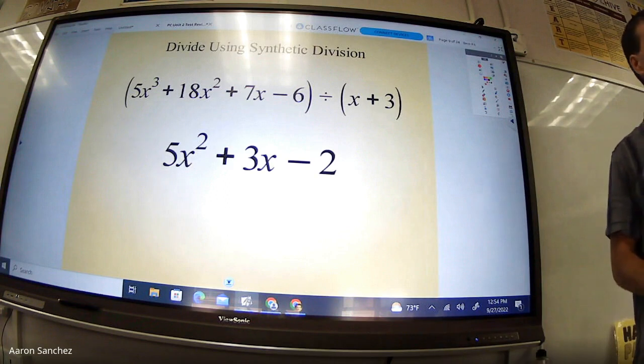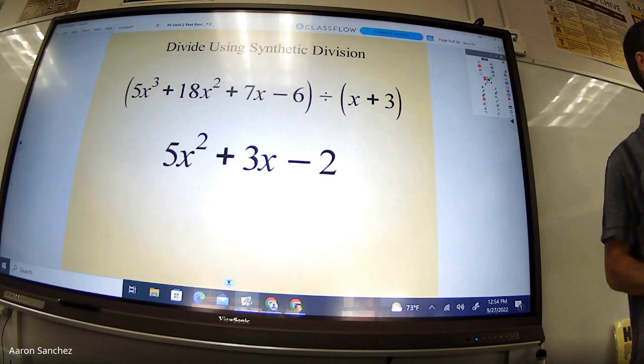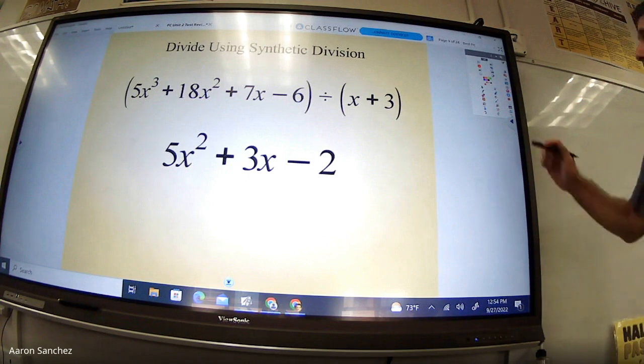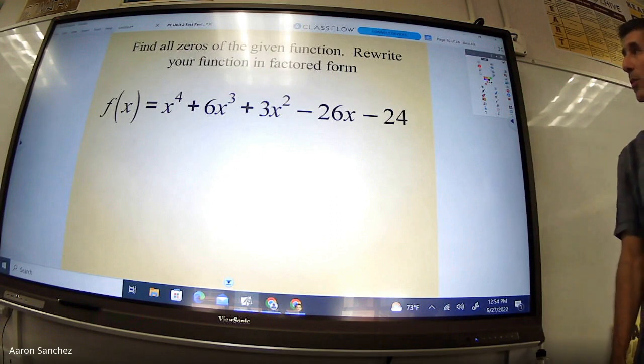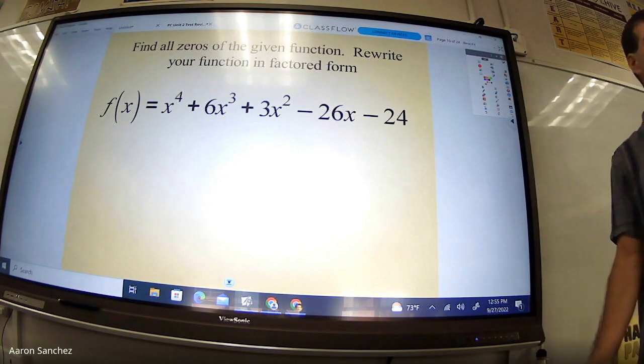Can I move on? Raise your hand if I'm ready to move on. Say, Sensei, you can move on. Roberto, you good? Are you going to wait? No, I'm good. Okay. Here we go. Boom. Find all zeros of the given function. Okay, so now this is the hardest problem, I think.